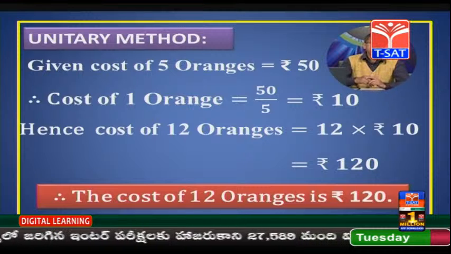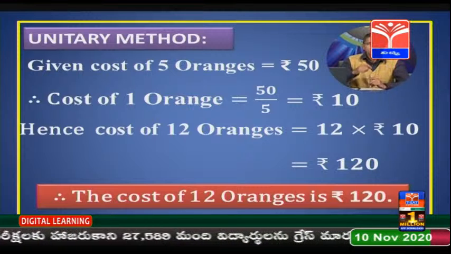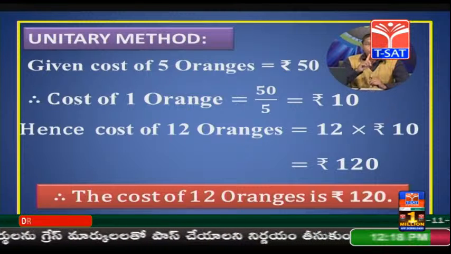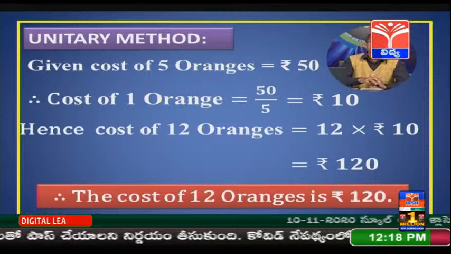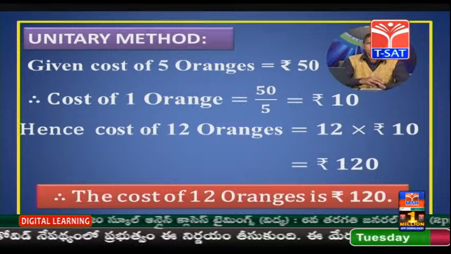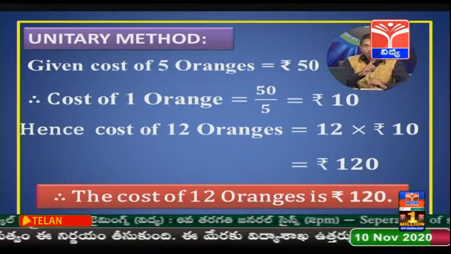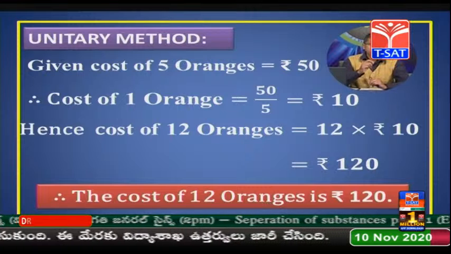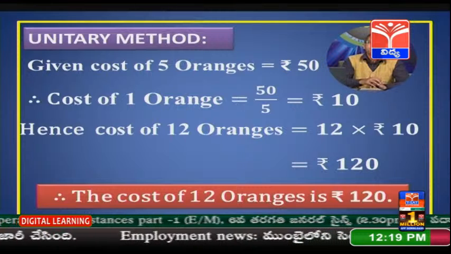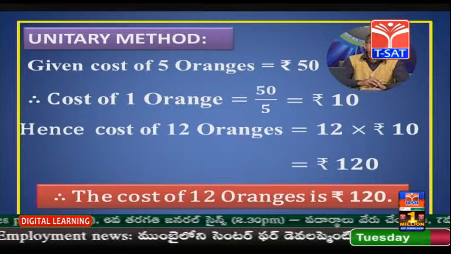Why do we call it a unitary method? Here in the unitary method, we find out the cost of a unit item, that is one single item. Like here the cost of 5 oranges is given, but we are calculating the cost of one orange. So, we are calculating the price of a unit item. So, that is why this is called the unitary method.